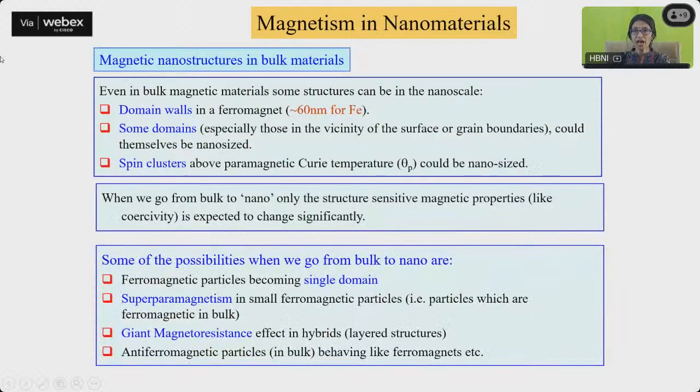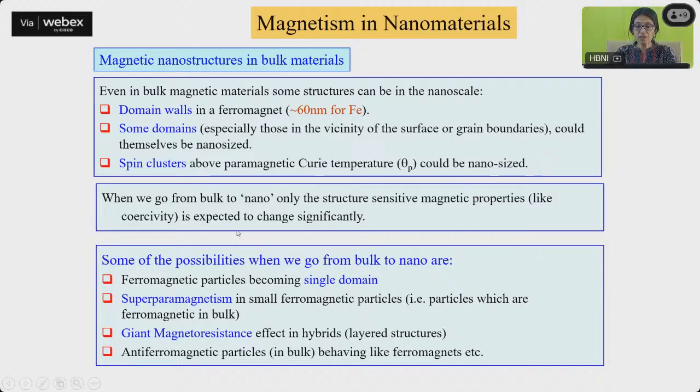Okay. Now we have something which we need to discuss again, which is magnetism in nanomaterials. So you have to understand that magnetic nanostructures are even present in bulk materials, like in the domain walls in a ferromagnet, as I explained in the Bloch wall. Some domains, especially those in the vicinity of the surface or grain boundaries, could themselves be nano-sized. Then you can have spin clusters which are above the paramagnetic Curie temperature.